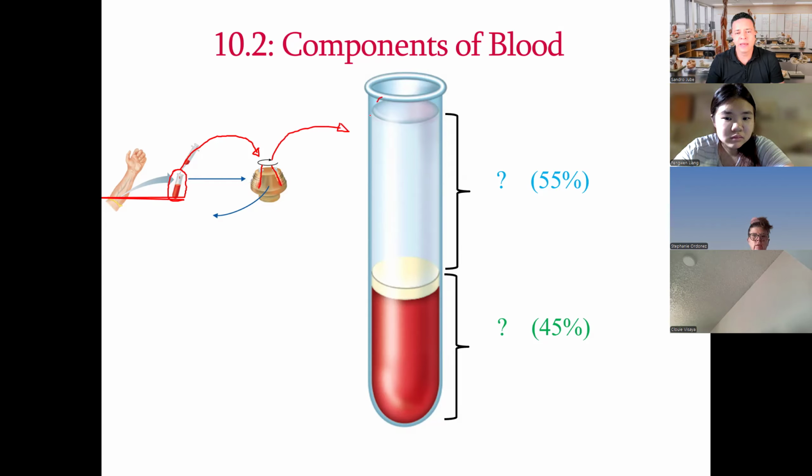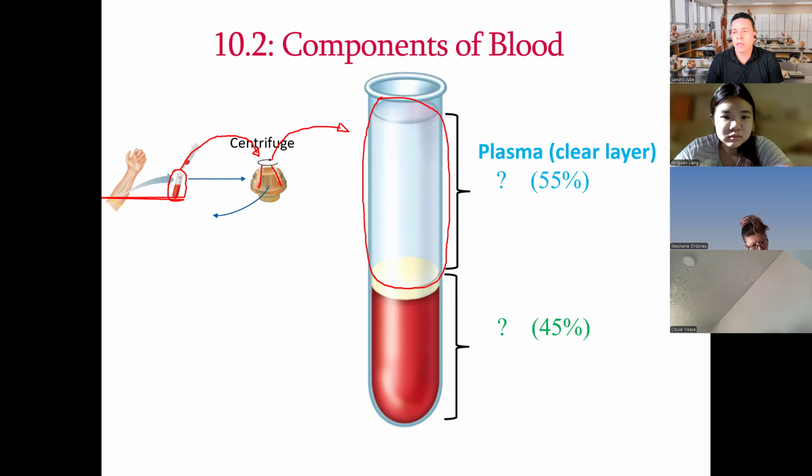We're going to see this clear section right here at the top of the flask. This clear fluid is what we call the plasma. The plasma is mostly water, about 90% water. And within the plasma, we're going to find gases dissolved in it, and we're going to find proteins. The plasma makes up about 55% of our blood, so more than half of our blood is basically water.